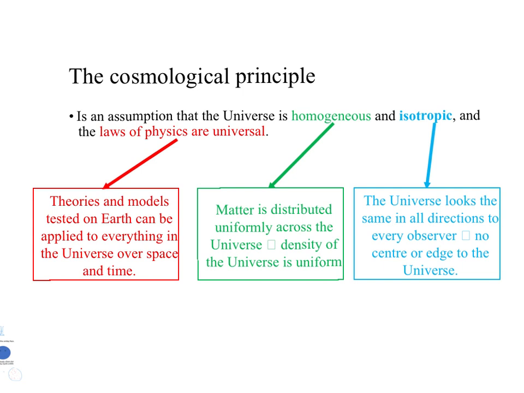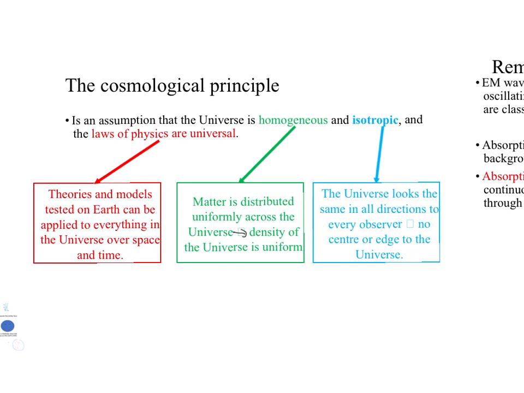It's basically an assumption that the universe is homogeneous and isotropic and that the laws of physics are universal. It's homogeneous because every part is the same as every other part around you. So matter is distributed uniformly across the universe, which means the density of the universe is uniform. And we say that it is isotropic because the universe is the same in all directions to every observer. It will look the same in every direction that you look at it. That means that there is no center or edge to the universe.